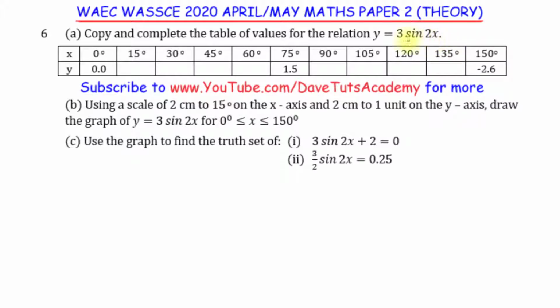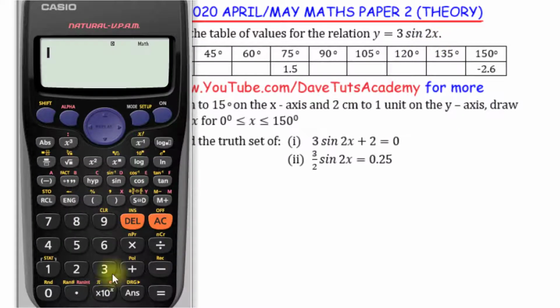Look at this question. It is 3 sine 2x, and I'm going to show you on the calculator how you can do that seamlessly. If you bring in your calculator, this is a very good way to do this. This is just a basic calculator, not too scientific, but you can play around with it to see how to solve it.